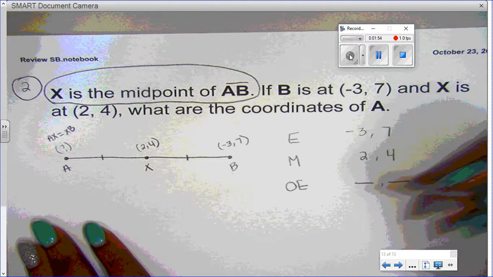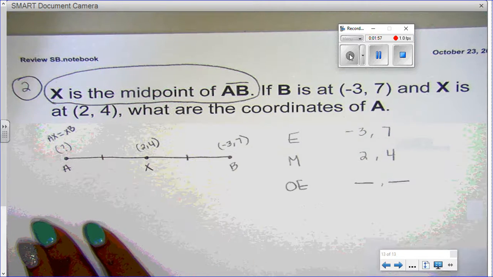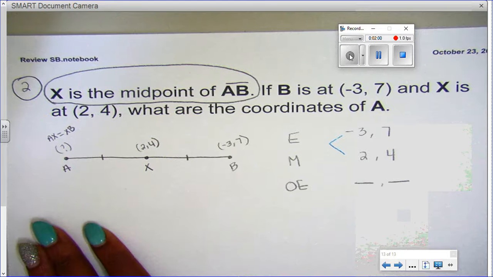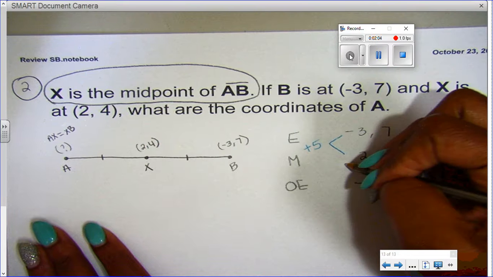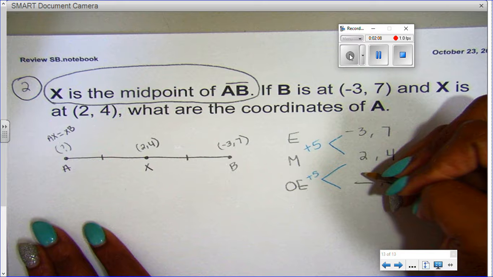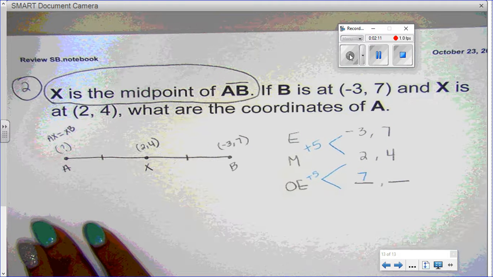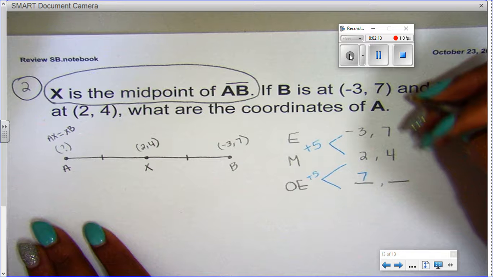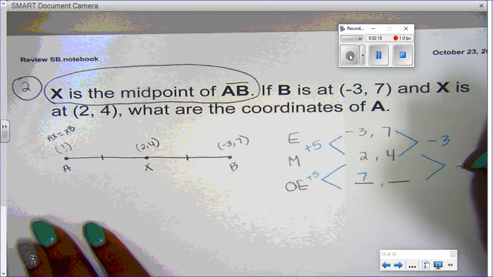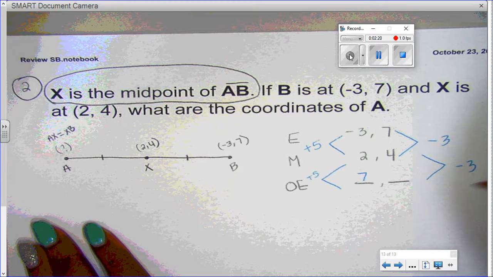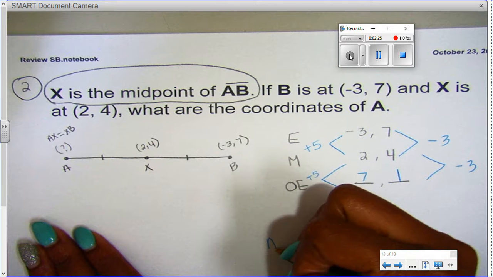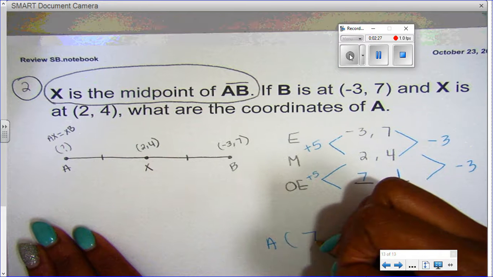We've got to see how we move from one endpoint to the midpoint. So the difference between -3 and 2 is we added 5. So now we're going to add 5 to 2, and this should be 7. Now to see how we get from 7 to 4, we subtracted 3. So now we need to subtract 3 again. So 4 minus 3 would be 1. So this means the coordinates of A are (7, 1).